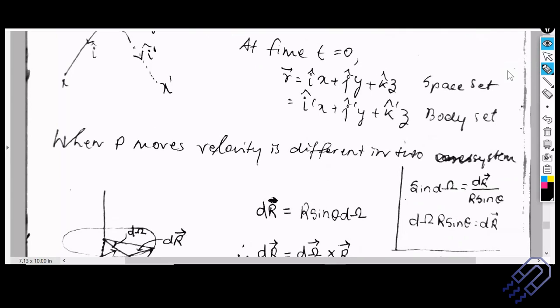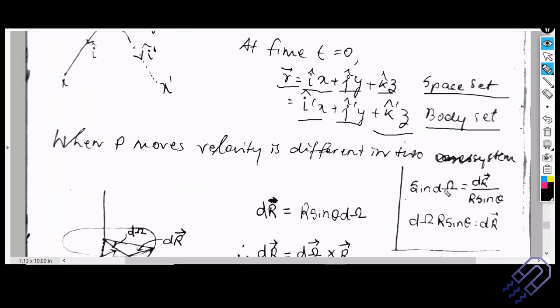If time t is equal to 0, let's be clear, the position vector for that particular point p, when the body set of coordinates and the space set of coordinates are coinciding, is i cap x, j cap y, k cap z. That's the space set. And once it starts rotating, these values will change, of course. But when time t is equal to 0, r can be represented in this or in the dashed system also, that is the body set, because all the axes are coinciding.